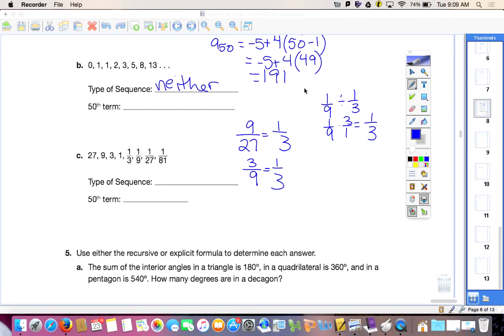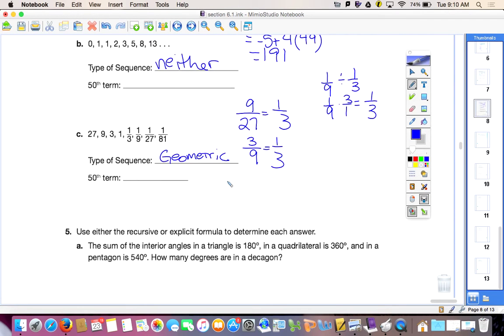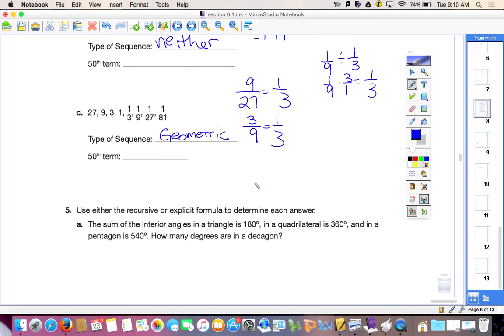I hope you determined that they have a common ratio here of 1/3. So our type of sequence would be geometric because we have a common ratio of 1/3 between each of these terms. Now, what is the 50th term? Again, you need to write down your explicit formula for a geometric sequence.